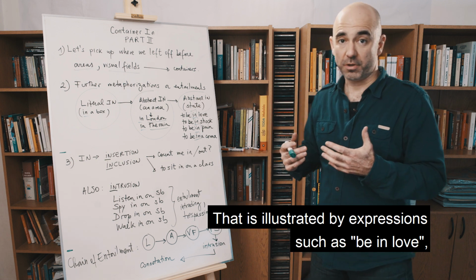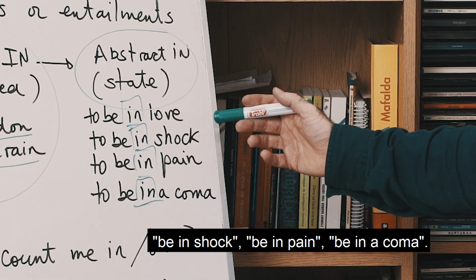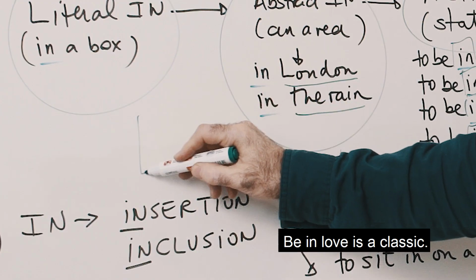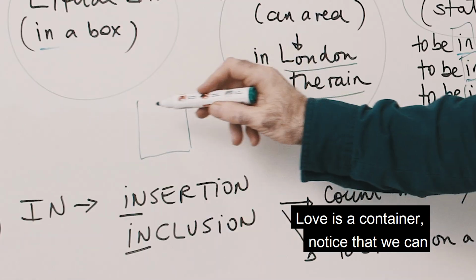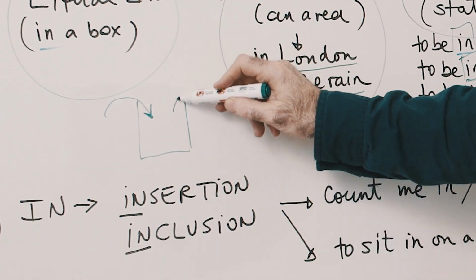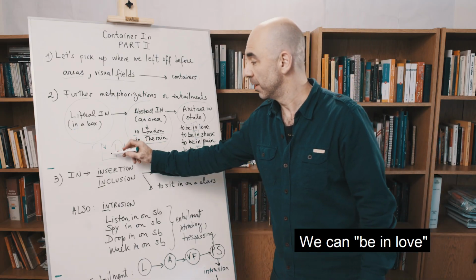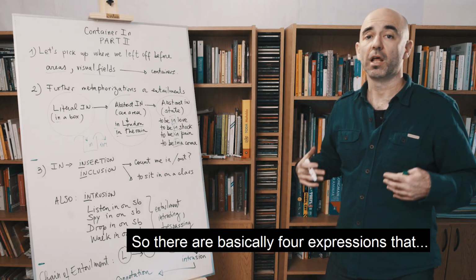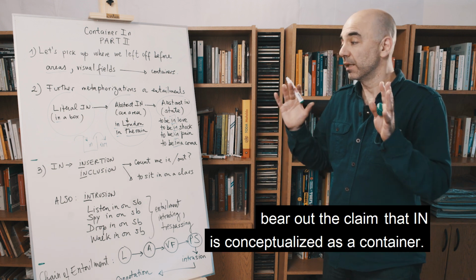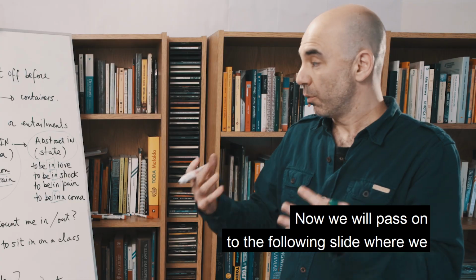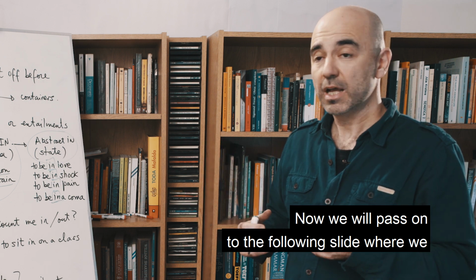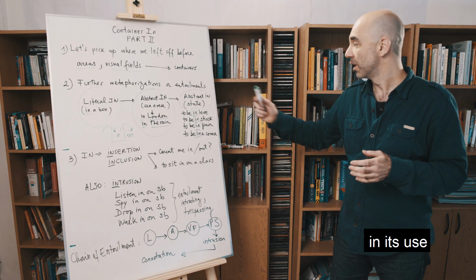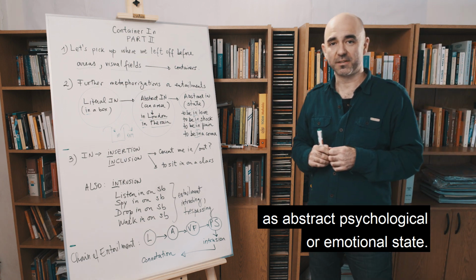That is illustrated by expressions such as be in love, be in a shock, be in pain, be in a coma. Be in love is a classic. Love is a container. Notice that we can fall in love or we can fall out of love. We can be in love or we can be out of love. So there are basically 4 expressions that bear out the claim that in is conceptualized as a container. Now we will pass on to the following slide where we will find more examples of containment in its use as abstract psychological or emotional state.